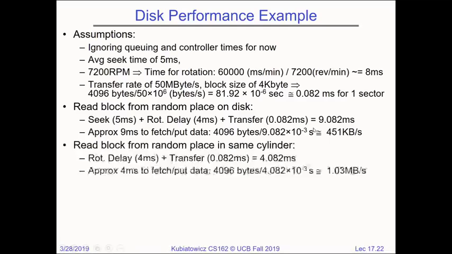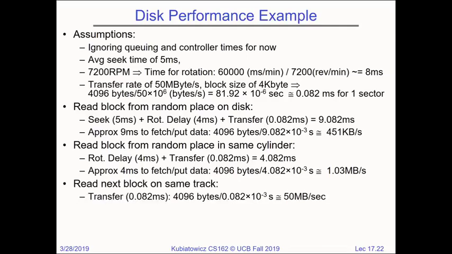What if we don't actually have to move the heads? If we're on the same cylinder, well, we avoid the seek time. We have the rotational delay and transfer time. We get up to 1.03 megabytes per second. Now we're getting closer. Still not 50. Now, if we read the next block on the same track, this is better, right? We get basically 50.